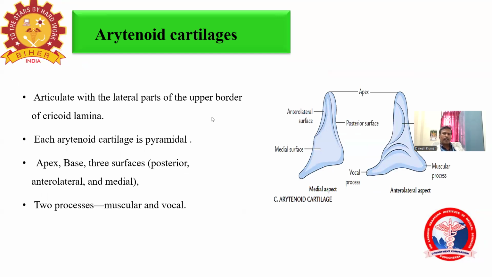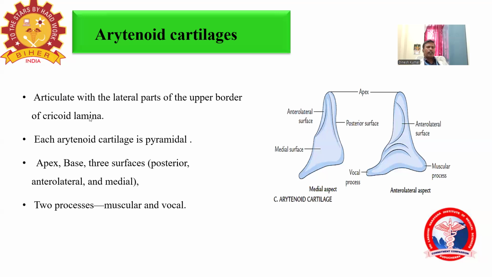So next one is the arytenoid cartilage. This is the arytenoid cartilage. It articulates with the lateral part of the upper border of the cricoid lamina. Each arytenoid cartilage is pyramidal in shape. See, this is the pyramidal shape. So it has an apex and a base. This is the base, this is the apex. It has three surfaces.